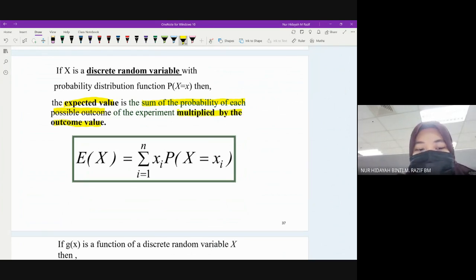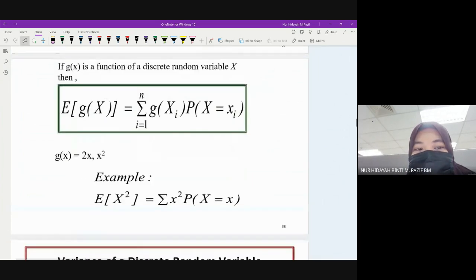So formula kita akan guna seperti berikut, yang mana kita ada expectation of x is equal to the summation of xi darab dengan probability of x equal to xi from i is equal to 1 until i is equal to n. If you have gx, yang mana gx is a function of a discrete random variable x, then apa yang kita boleh dapat di sini adalah expectation of gx akan jadi bersamaan dengan the summation of gxi didarabkan dengan probability x equal to xi daripada i equals to 1 until n.